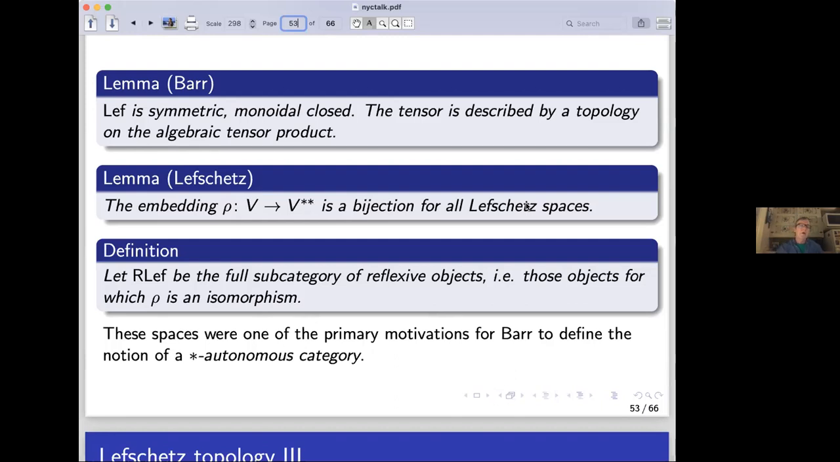But notice I didn't say it is an isomorphism. It's entirely possible that the inverse map will not be continuous, but that's solved by just throwing all those away. So we'll define R-Left to be the full subcategory of reflexive Lefschetz spaces, those objects for which rho is in fact an isomorphism. And the double dual functor is left adjoint to the inclusion functor. So you use the double dual to build reflexive objects.